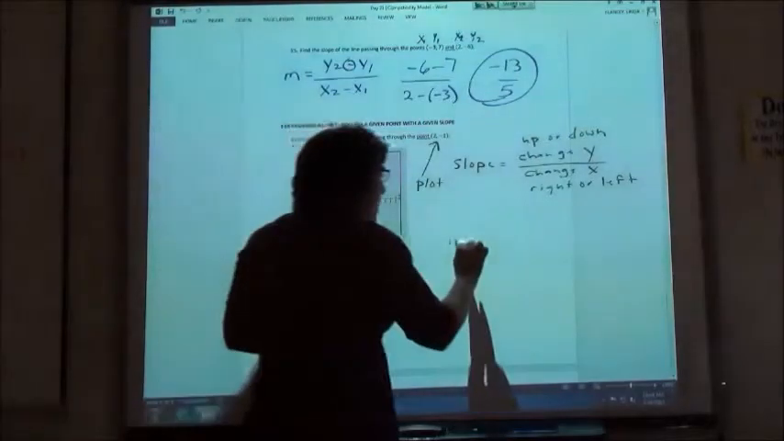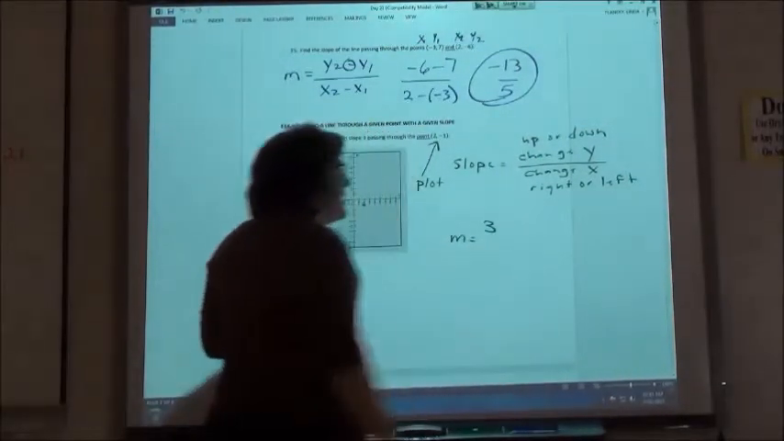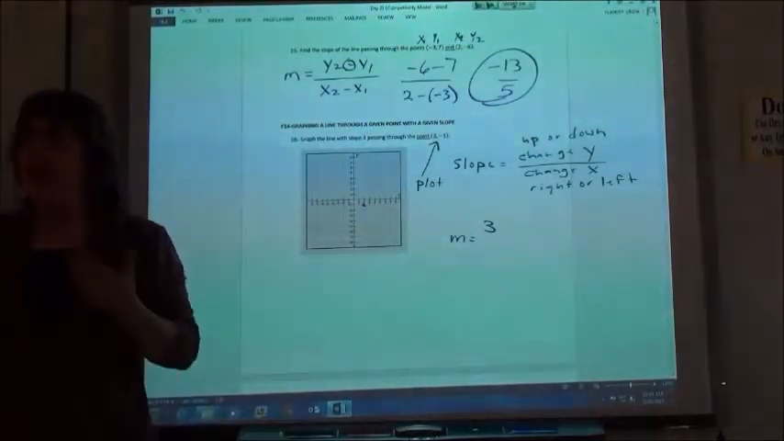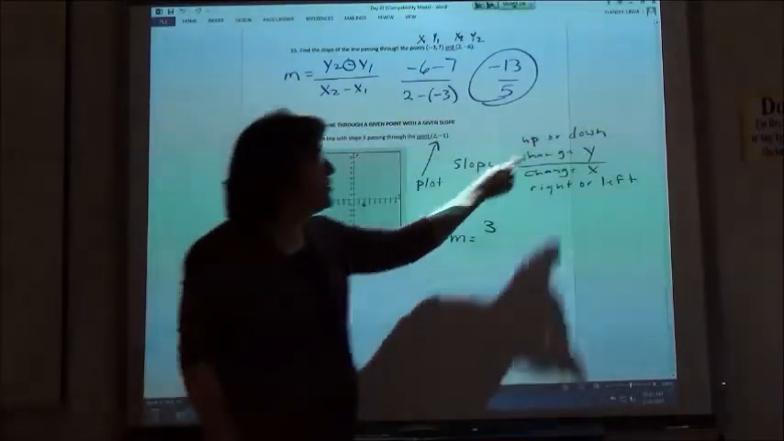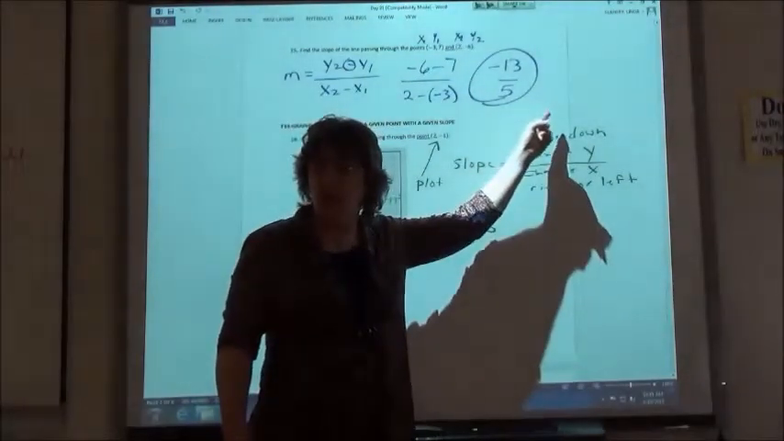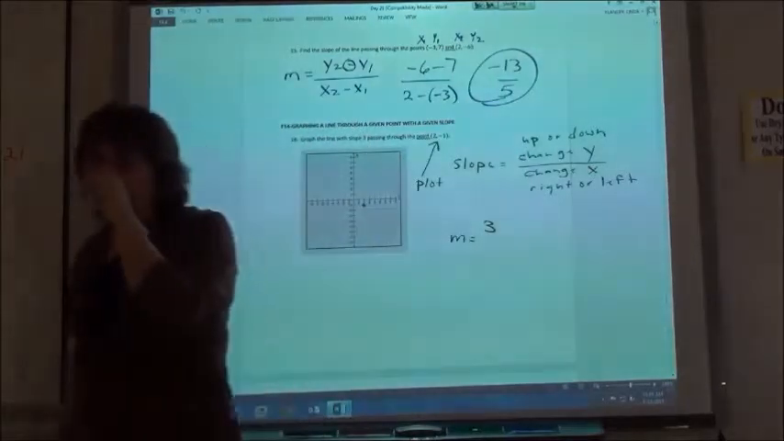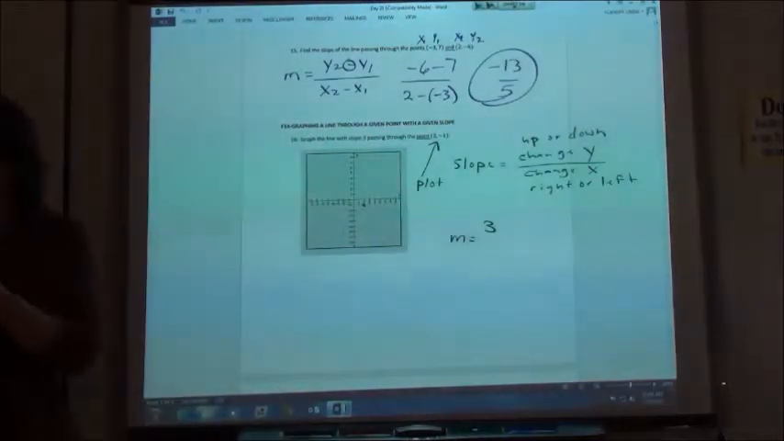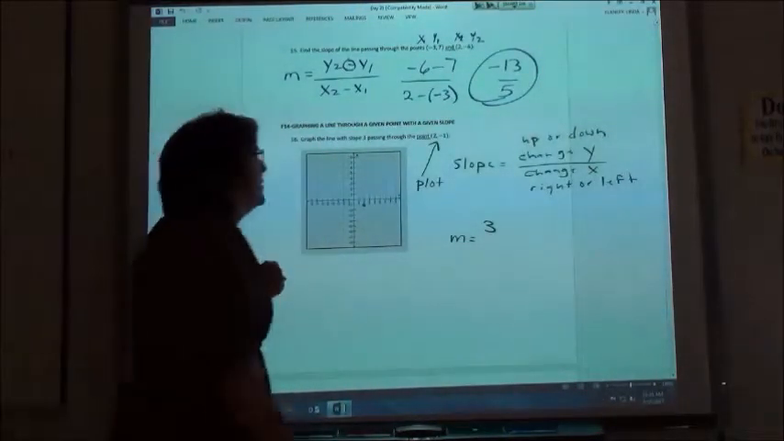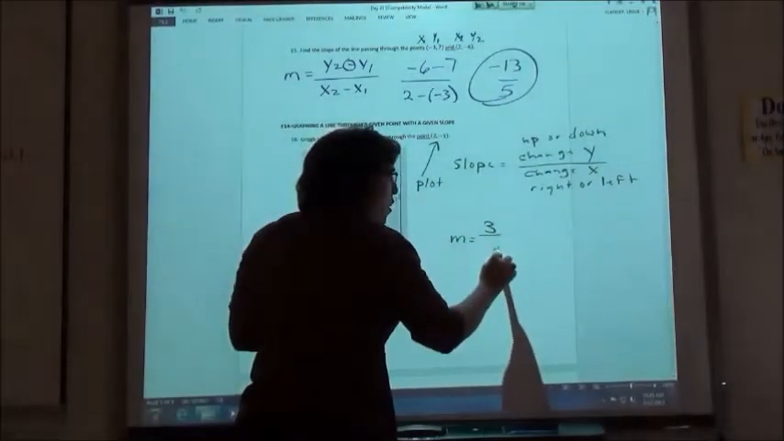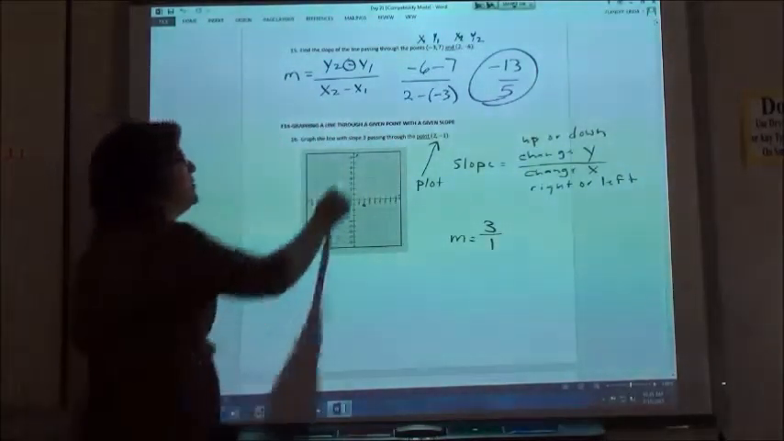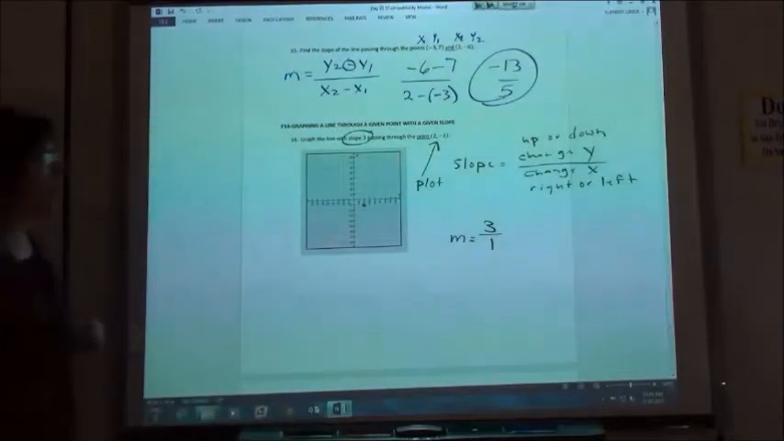Then I have to think about the slope. It tells me the slope is 3, but I need the slope as a fraction because we know that the slope is a fraction, the change in y over the change in x. So if I have the whole number 3, how do I write that as a fraction? I write it as 3 over 1. So since my slope was 3, I'm going to write it as 3 over 1.